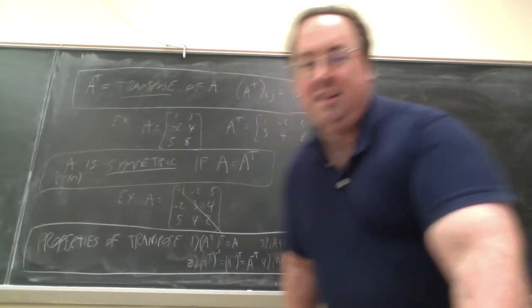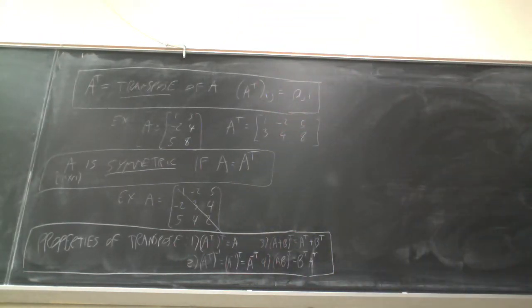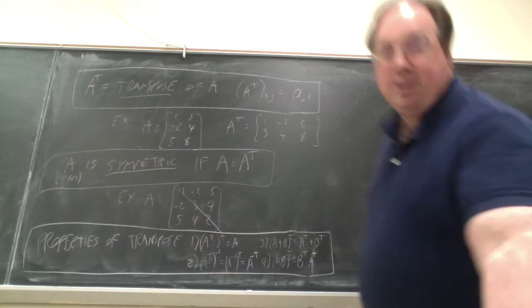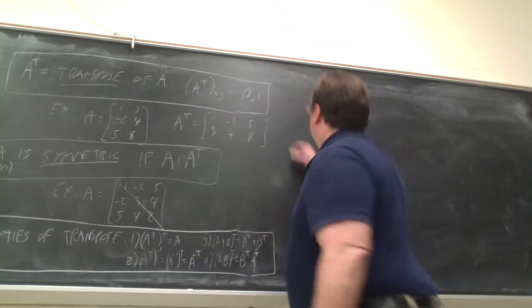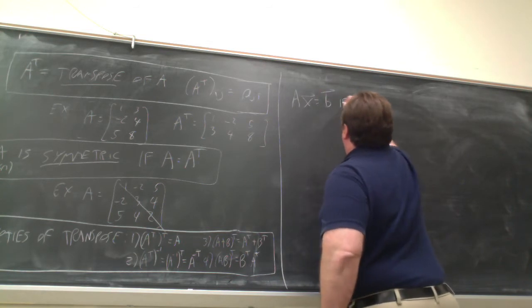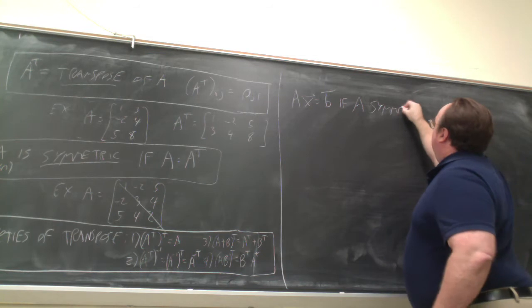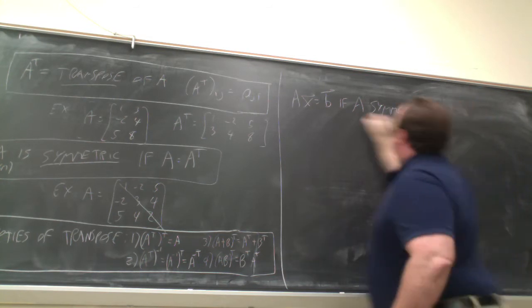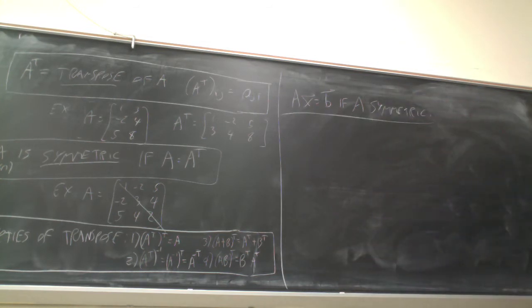Now, what happens when we're solving the system AX equals B, and now we know the matrix is symmetric? How does that affect things? What I'm going to do is change the LU decomposition a little bit. For the time being, we're not going to deal with pivoting. Pivoting just messes things up.